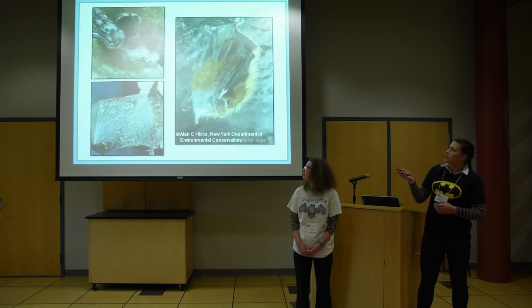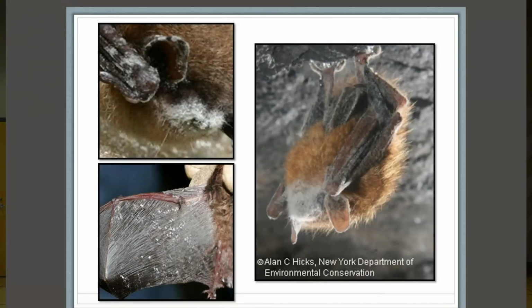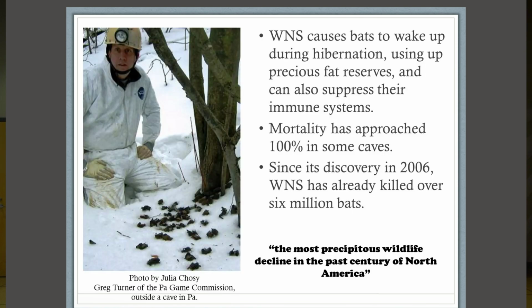The picture on the top left right here just shows the fungus on the nose of the bat, and over here it covers the whole face. What's interesting is this picture right here, where it's on the wing membrane, and that can actually cause holes in the membrane of the wing, which is obviously not ideal for flight, and it can make the bat really inefficient at capturing insects. Unfortunately, that's not the only problem white nose syndrome induces.